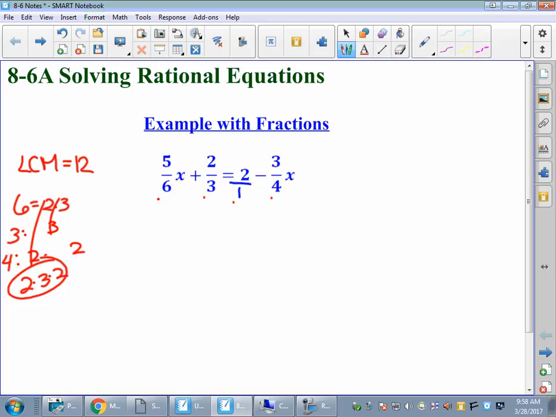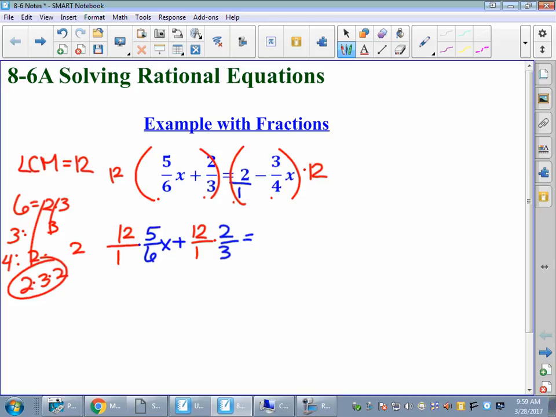So I'm going to take the time to go ahead and multiply this whole side by 12. And I'm going to multiply this whole side by 12. But when we do that, I'm going to distribute it to everybody. So the step is a little long, but it shows you exactly what's going on. So I'm going to multiply the first fraction, 12 over 1, by 5/6x, plus 12 times 1 times 2/3 is equal to, on this side, 12 over 1 times 2, minus 12 times 1 times 3/4x.